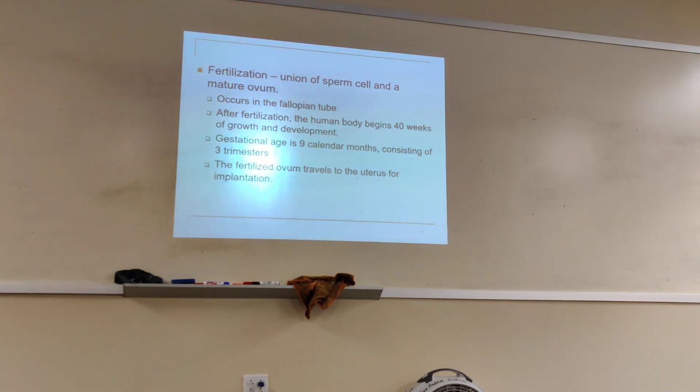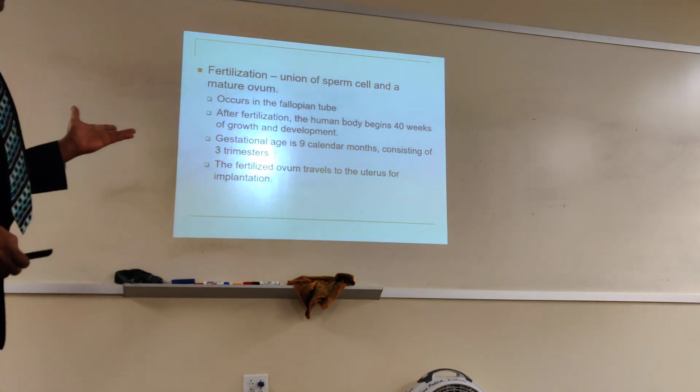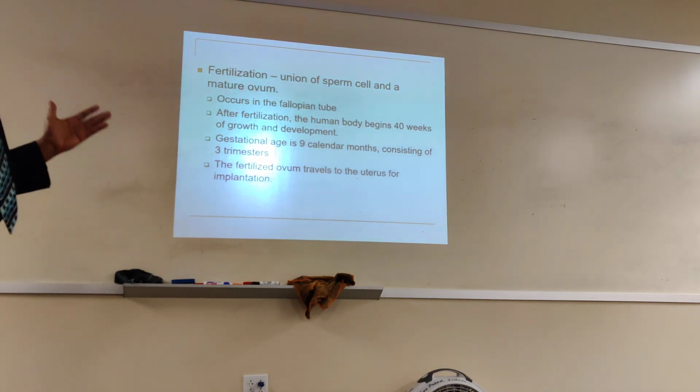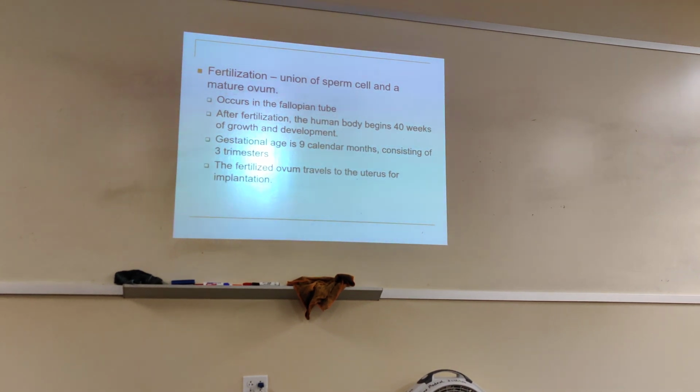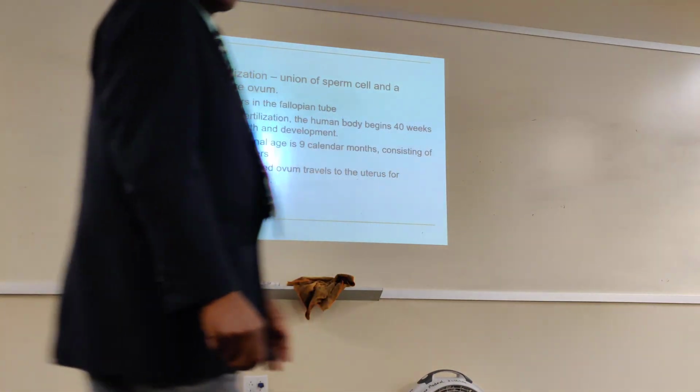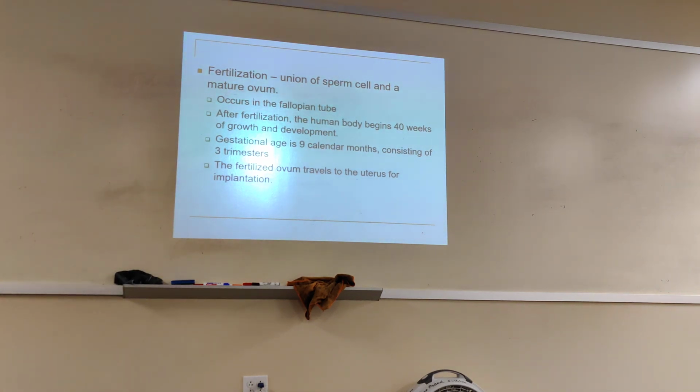So we're going to start off with fertilization, which is the union of a sperm cell and a mature ovum. The ovum is the egg from the female, and of course the sperm cell is from the male. So they unite together. And usually this occurs in the fallopian tube. Anytime this does not start in the fallopian tube, what we call that is ectopic pregnancy, an abnormal pregnancy. But the real pregnancy is in the fallopian tube. That's where the union of the sperm cell and the mature ovum takes place.